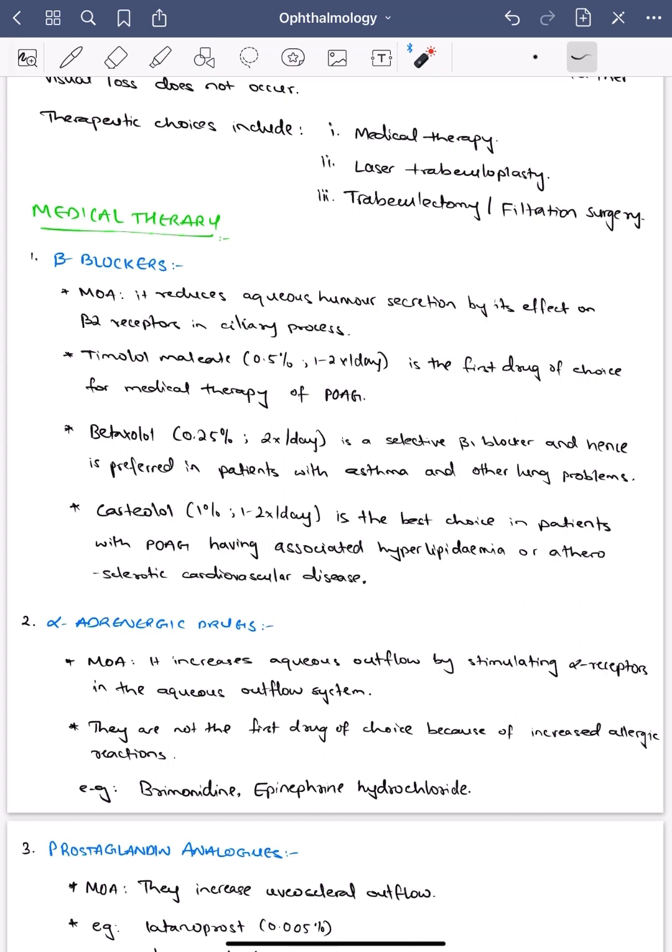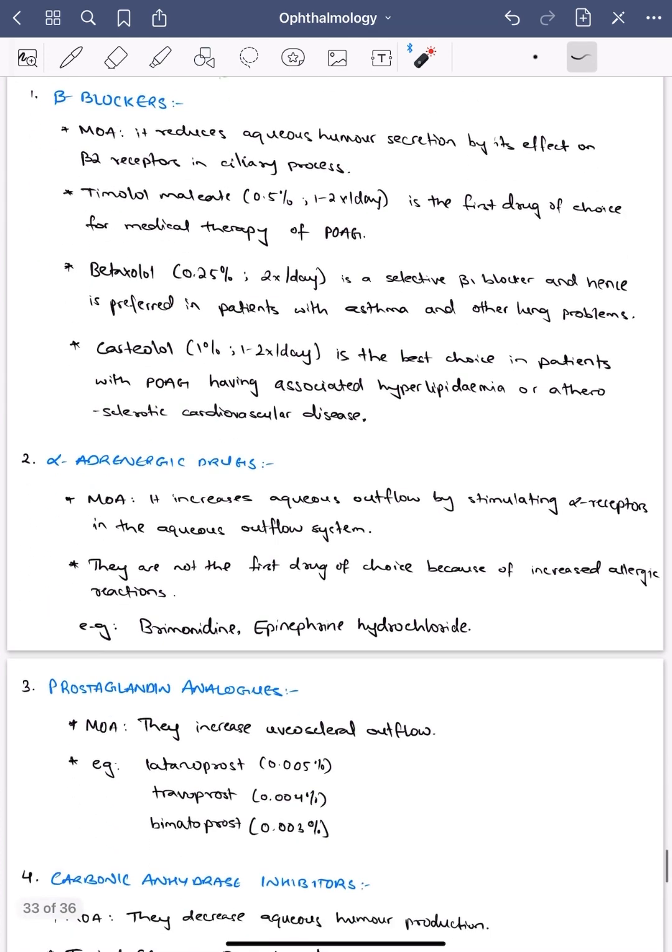The other beta blockers are betaxolol and carteolol. Now betaxolol is used in patients with asthma, whereas carteolol can be given to patients with hyperlipidemia and associated atherosclerotic cardiovascular disease. So remember, the first drug is beta blockers. They reduce aqueous humor production. The examples are timolol, betaxolol, and carteolol. Timolol maleate is the first drug of choice, betaxolol for patients with asthma, and carteolol for patients with atherosclerotic cardiovascular disease.